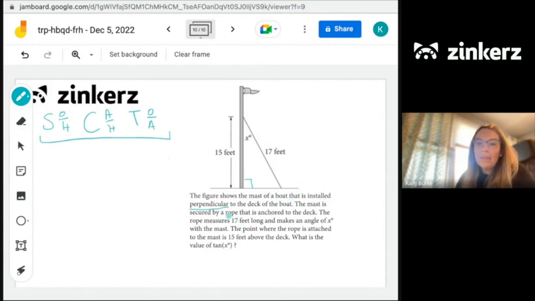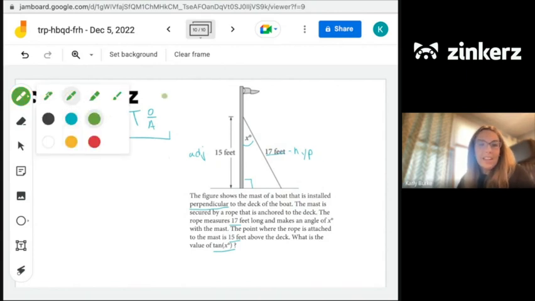So we have the rope that's 17. That's here. That is the hypotenuse. We have an angle that's x. And then there is a distance of 15 feet. That's the adjacent. You're being asked to find the tangent of x. You're missing a piece of information, right? If you were asked to find the cosine, you'd have everything. It would be 15 over 17. But you need to find the tangent.